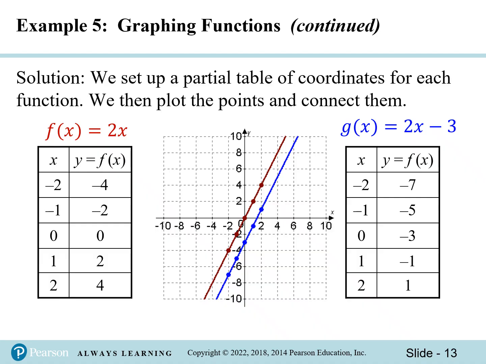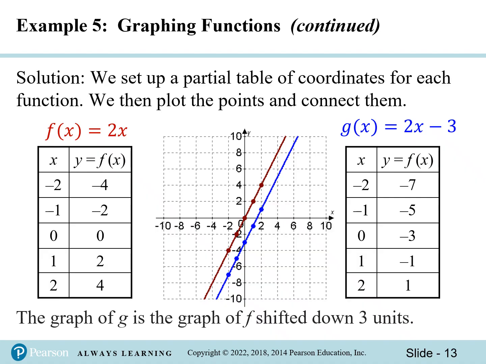So how is the graph related? Well, the graph of g is the graph of f shifted down 3 units. Notice the graph itself doesn't look like it's 3 units, but each line is 2 units instead of 1 unit. So just be careful when you're reading graphs because sometimes they won't do each line as 1.